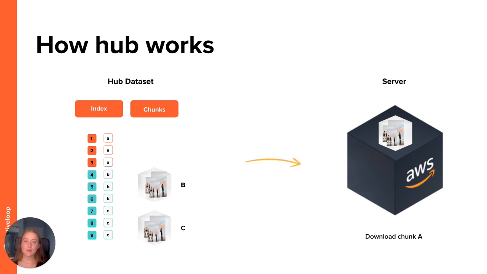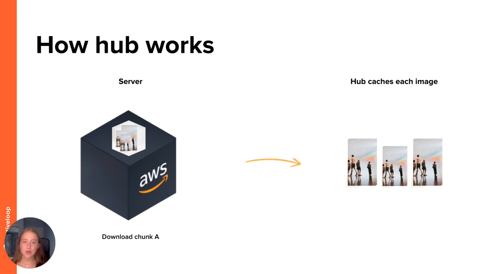In this example, the 3 images are in chunk A, so Hub will download chunk A onto the server. And the images will be cached so you don't have to re-download the chunks, and this is more efficient as Hub combined the 3 images into one file that is faster to be transferred to a server over the internet. And this is more efficient than transferring them individually.